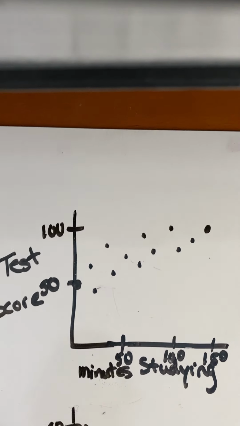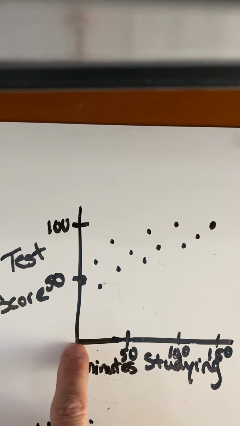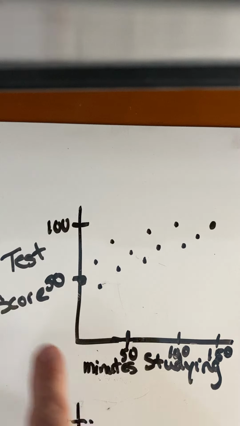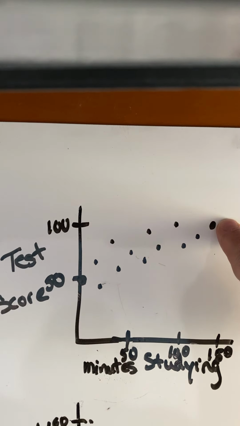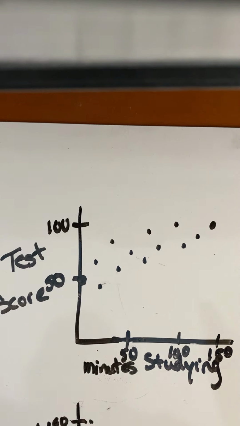For my first graph, I say this is the minutes you spend studying. So maybe somebody who doesn't study at all gets a 50 on the test. This is the test score. But somebody who studies for 2.5 hours gets 100 on the test. Now, obviously, that is not always true. But in general, there is a correlation that the more you study, the better you do on a test.